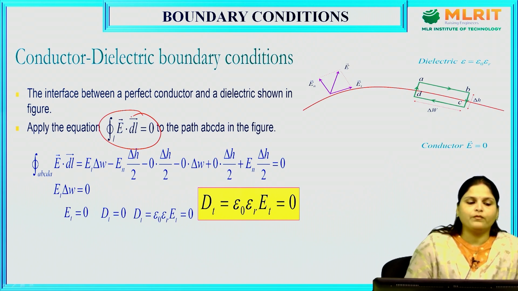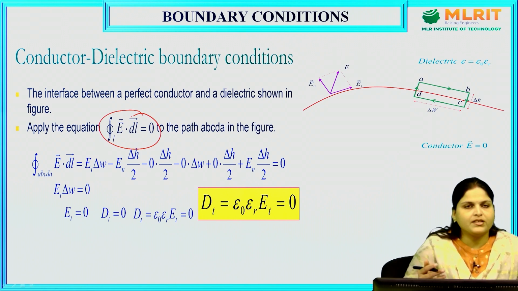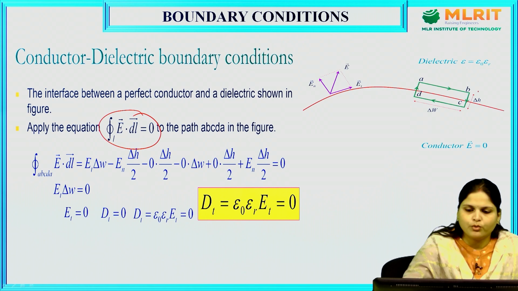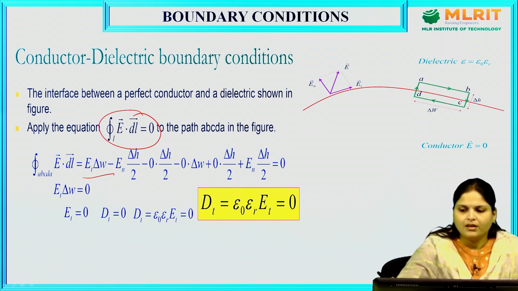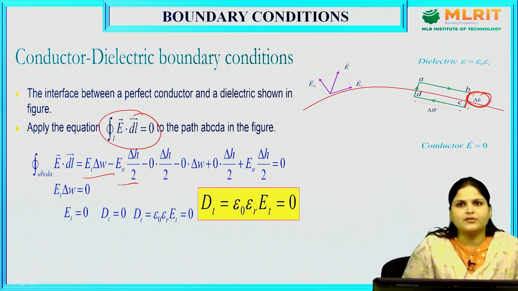And again we will elaborate this equation for this path. Now here we don't have E2, we have only E, okay, and its two components, T and N. So now let us move from A to B. This can be written as Et del W. Now when we move from B to C, only this portion will be taken because the second component is not there, so it can be taken as minus En del h by 2.